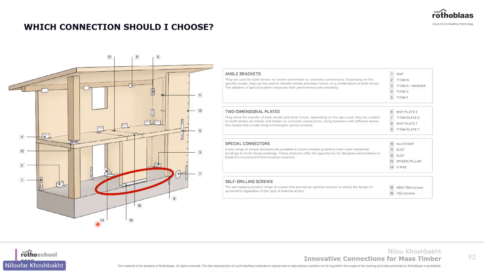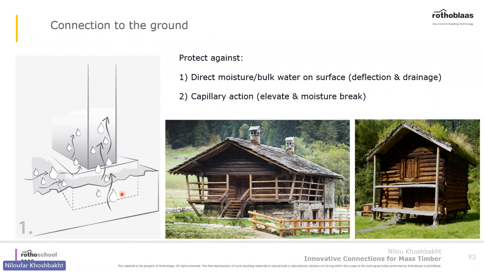All right, so we have many more connections we want to talk about. One is for connecting to the ground. You've seen this picture throughout history. We always wanted to avoid contact between wood and the ground to avoid moisture going into the wood. So that's the way it's being used. They use stone, like elevated wooden buildings.